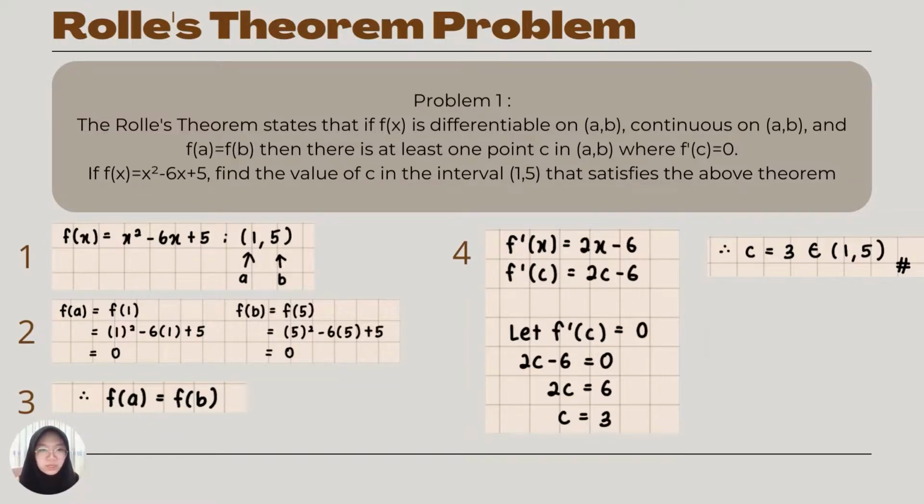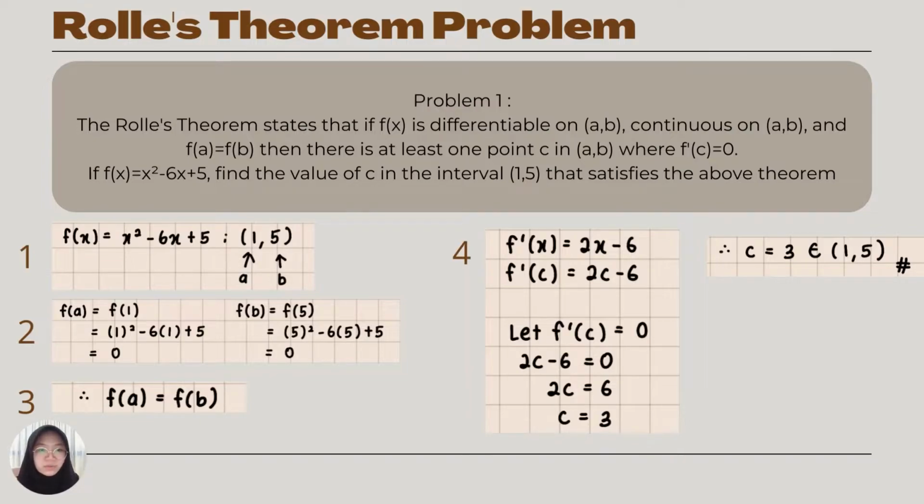So first, we take out the function f(x) and the interval [1, 5], which is f(x) equals x squared minus 6x plus 5 and the interval [1, 5]. Then we find f(a) and f(b), so a is 1 and b is 5. For f(a), we substitute 1 into x and we get f(a) equals 0. Same goes to b, we substitute 5 into x and we get f(b) equals 0. Therefore, it satisfies that f(a) equals f(b) because both give the answer 0.